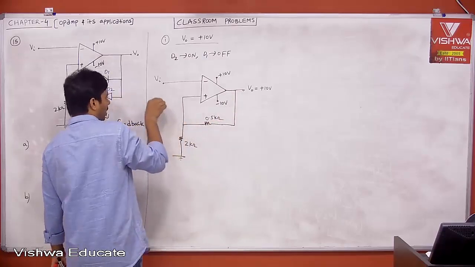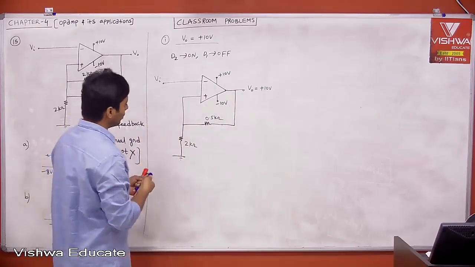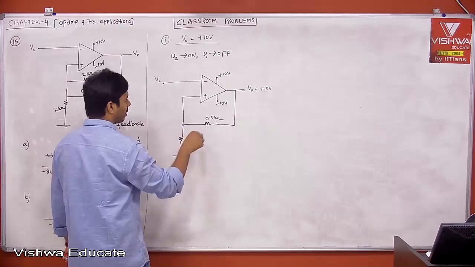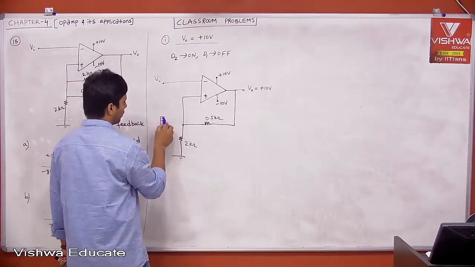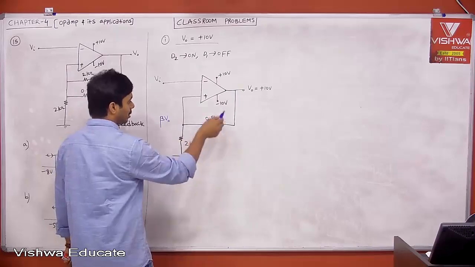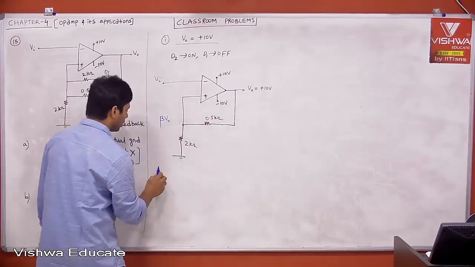Sampling the output voltage and feeding it at the plus terminal. Let me call how much we are sampling, or how much we are feeding back. Right? That is nothing but your beta V0. That is what people call beta V0. Therefore, what is beta V0? This is another beta network. Right? Therefore, what is beta V0?